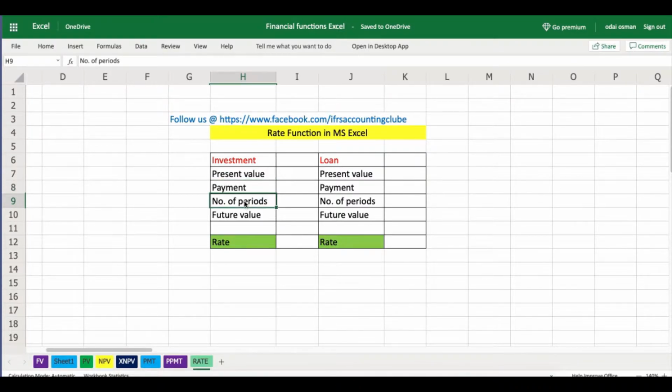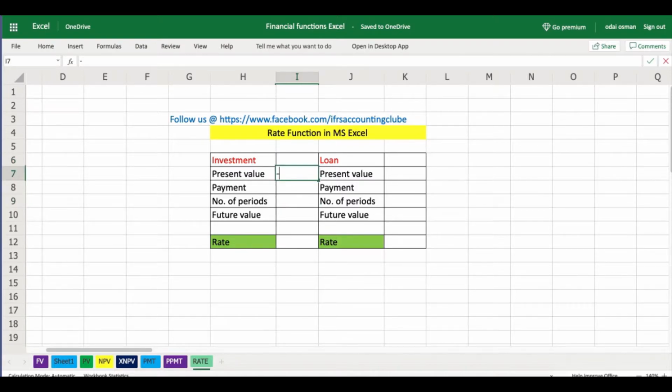Here in this video I have the present value as investment, the payment, the number of periods, and the future value as investment returns. On the other hand, we have the loan with the present value, the payment, the number of periods, and the future value as well. Here we are going to explain the case where we invest money in a bank, and on the other hand where we take a loan. How do we calculate the RATE function in Microsoft Excel?